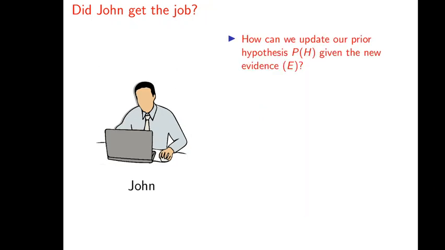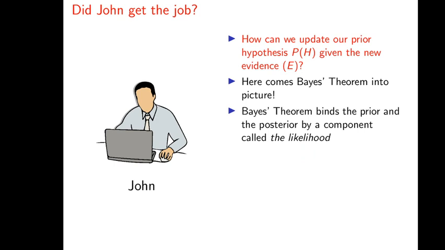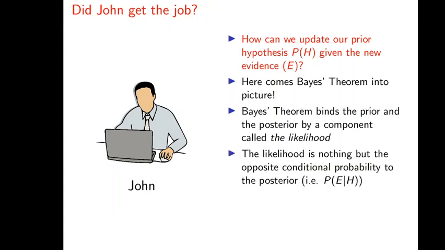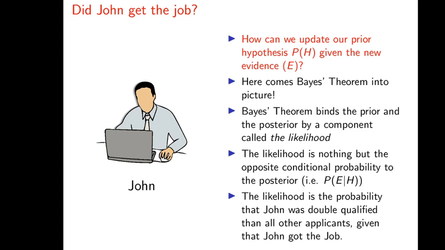Now the question would be, how can we update our prior hypothesis probability of H given the new evidence E? And here is where Bayes' theorem comes into the picture. Bayes' theorem links the prior and the posterior by a component called the likelihood. The likelihood is nothing but the opposite conditional probability to the posterior, which means we express the likelihood as probability of evidence E given the hypothesis H. In words, we can express likelihood in our example as the probability that John was double qualified than all other applicants given that John got the job.